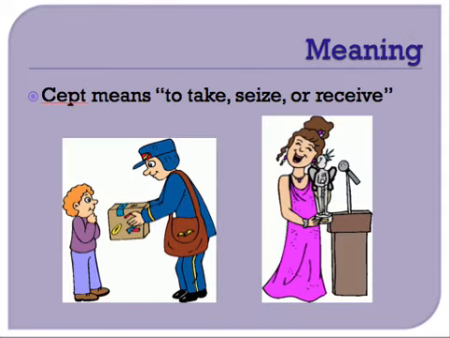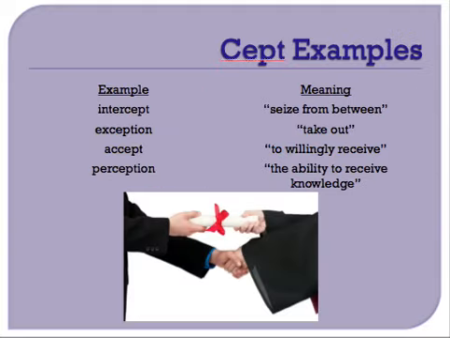The final Latin root we're looking at is cept, which means to take, seize, or receive. A few examples of the Latin root cept. First is intercept, which is to seize from between. Next example is exception, which means to take out. Next example is accept, which is to willingly receive. And the final example is perception, which is the ability to receive knowledge.